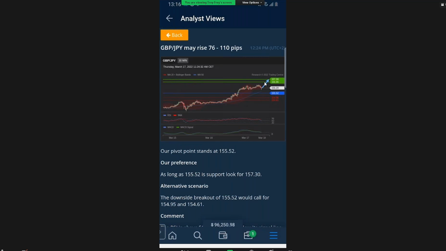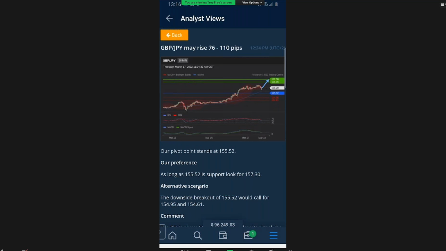Unless it's already reached the take profit lines up here, then the signal's kind of done. And that's what they list here as our preference. When it says our preference, it's Trading Central that's sending this in. It's their analyst's preference. And so it tells you a long position, which is buying, as long as that price is still a support level, look for it to climb up as high as 157.30. So it's very simple how this is outlined.